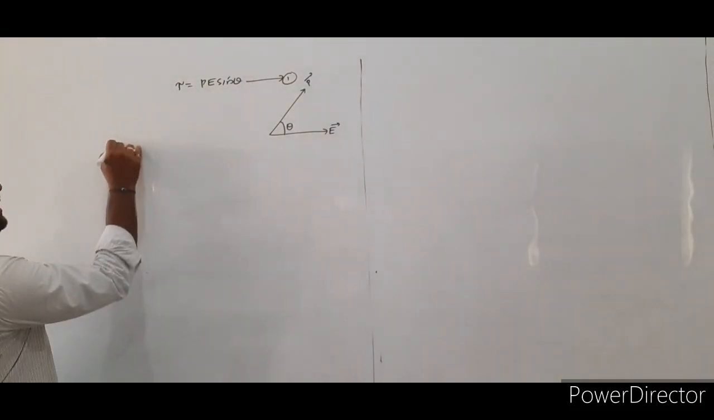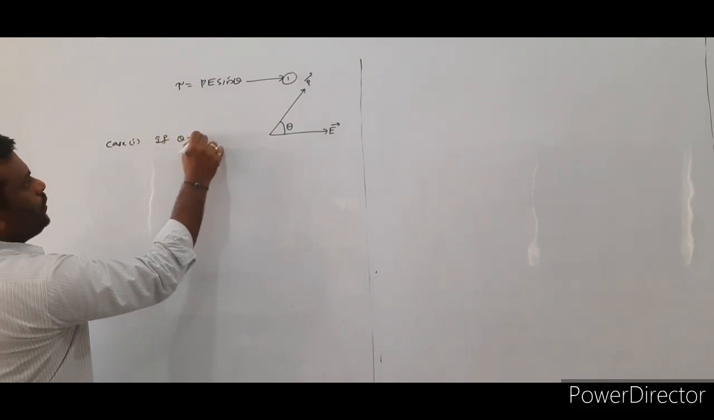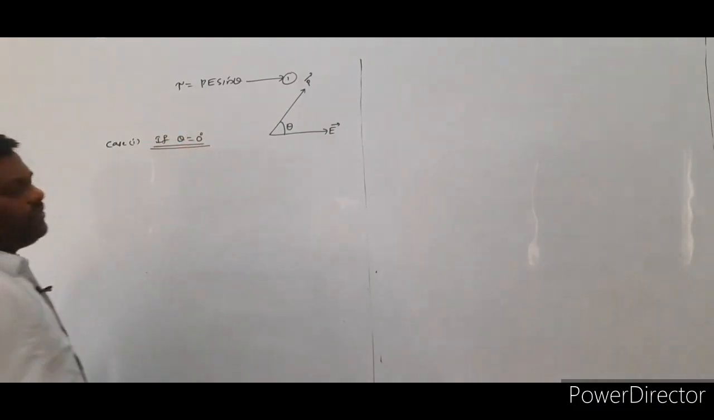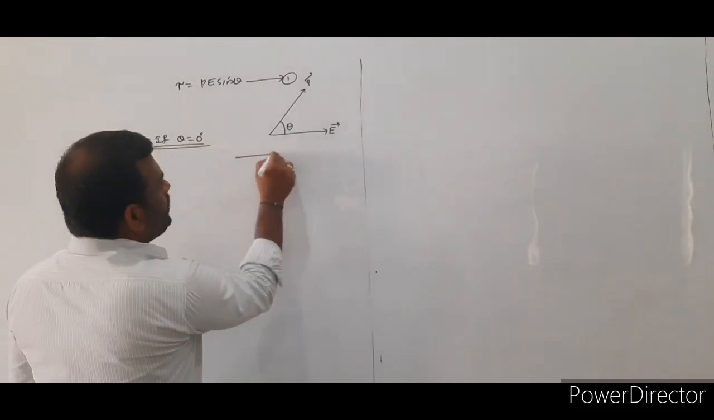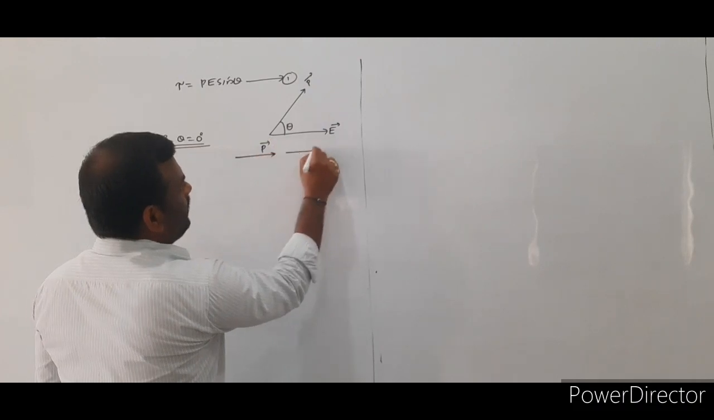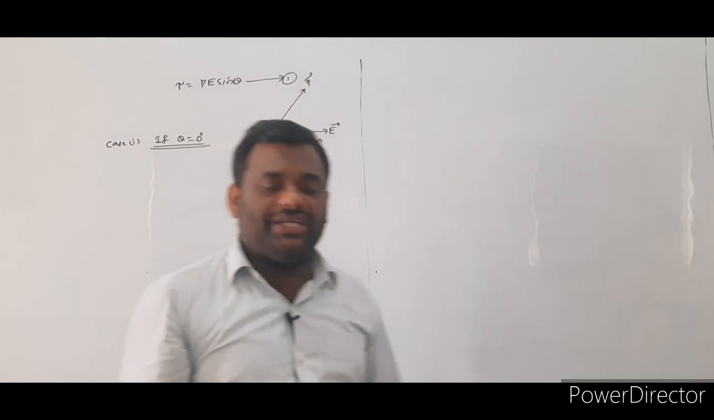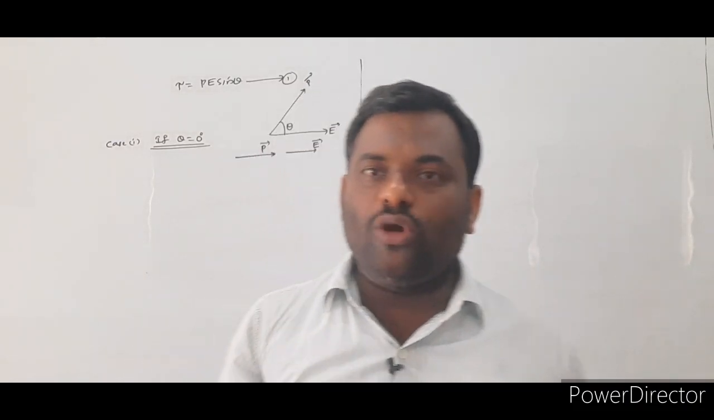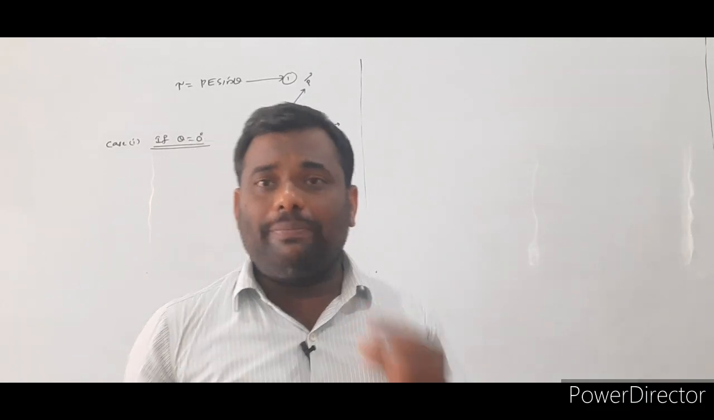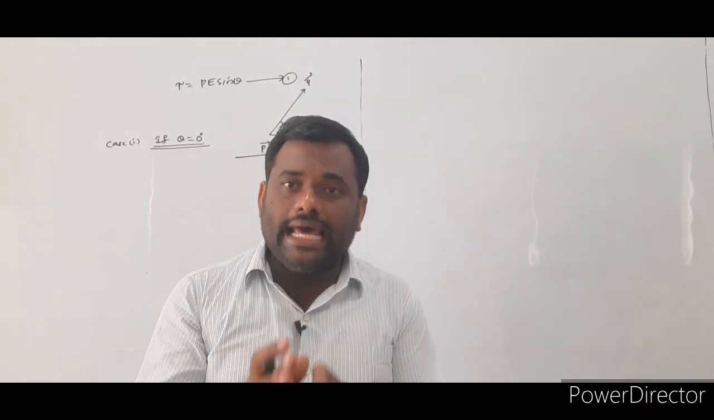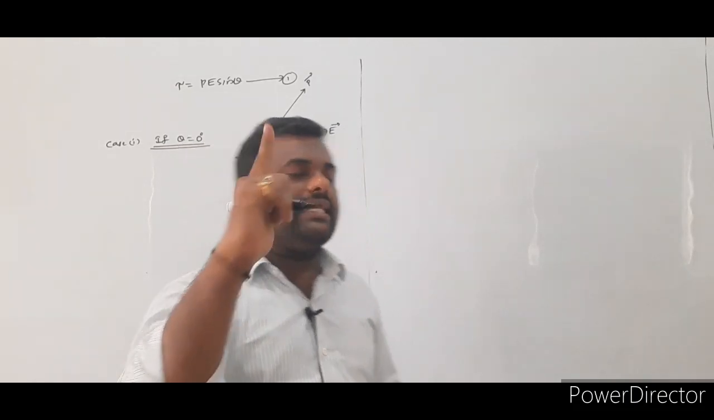Case 1. If theta is equal to 0, it means both P bar and E bar will be acting along the same direction. That means the given dipole will be aligned in the direction of the electric field.